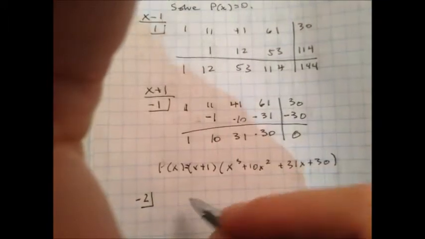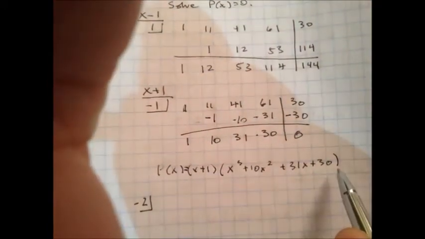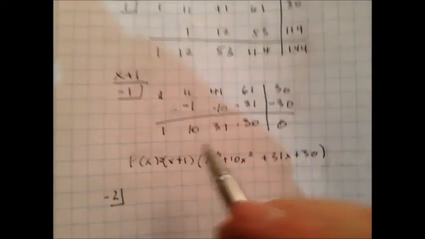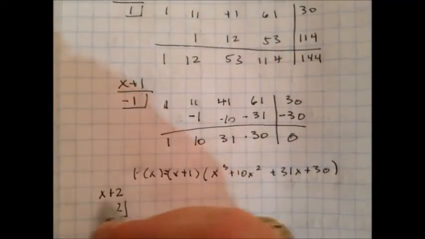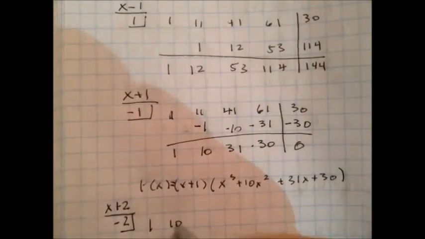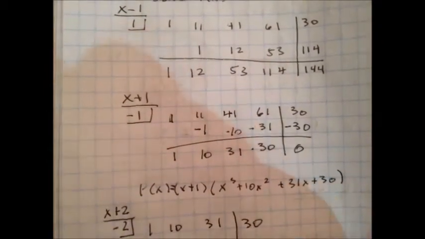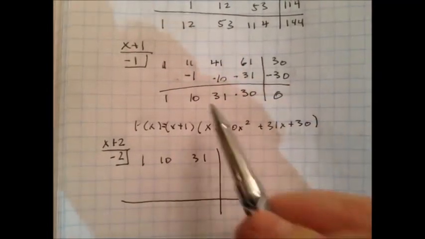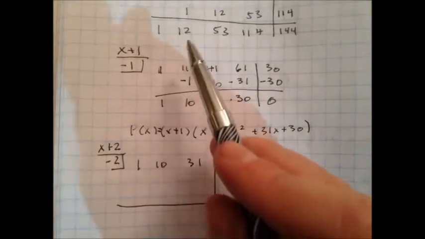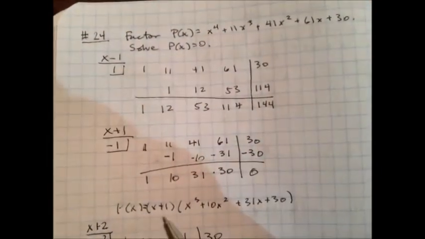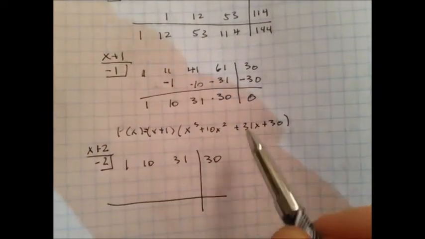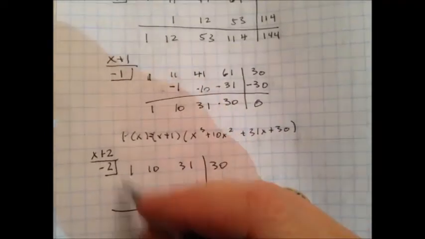And I'm going to go ahead and try negative 2. So if I notice these are all positive, so more than likely the positive one's not going to work. Okay, with those all being positive, positive 2 probably won't work. So this is x plus 2. I'm going to do 1, 10, 31, and 30. Notice I'm using the coefficients from the one from right here. Okay, I've already factored the original, and I found that x plus 1 was one. And I needed to find another factor, so I'm going to use the coefficients from the new one. So then I bring down 1.